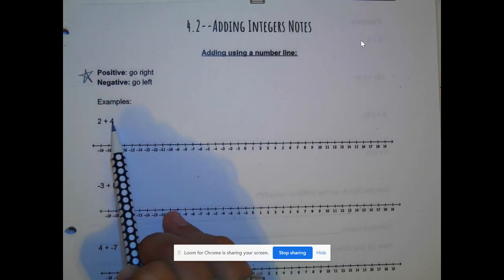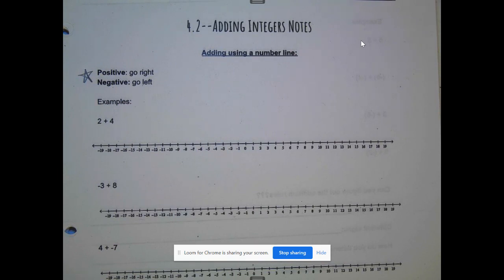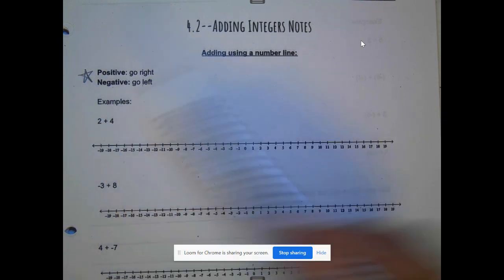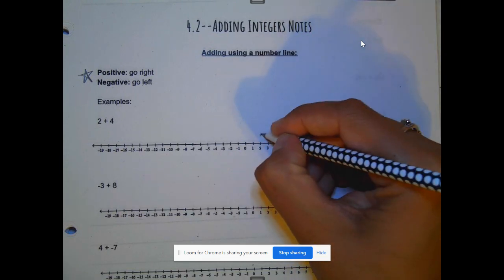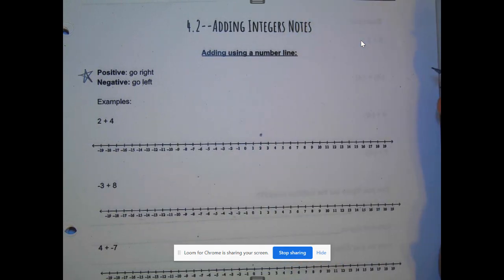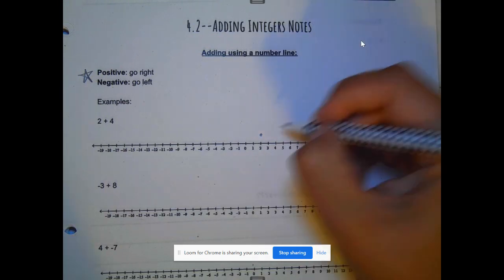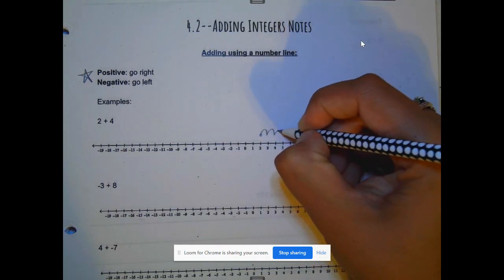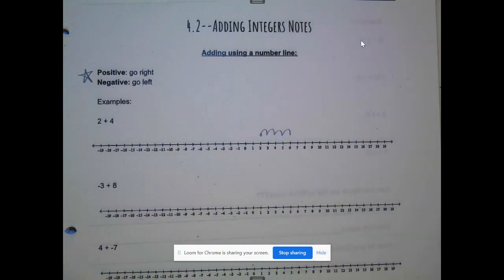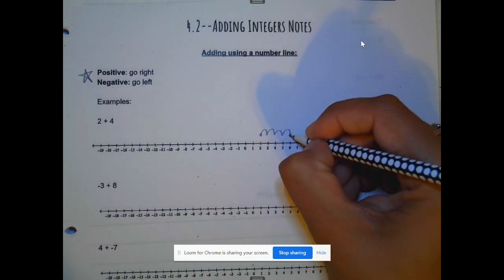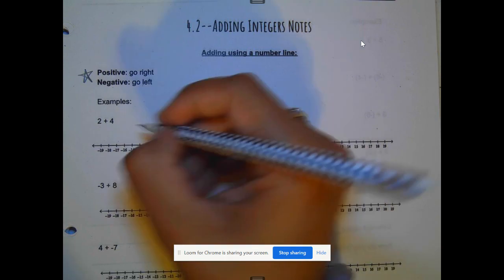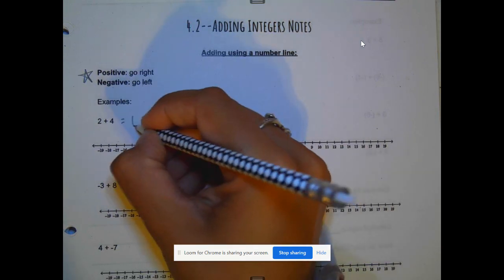2 plus 4. I know you all know what 2 plus 4 is, but we're going to show it on the number line. So we start with the first number, which is 2. And we are adding a positive 4, so we are going to go to the right 4 spots. 1, 2, 3, 4, putting us at positive 6. So 2 plus 4 gives me positive 6.